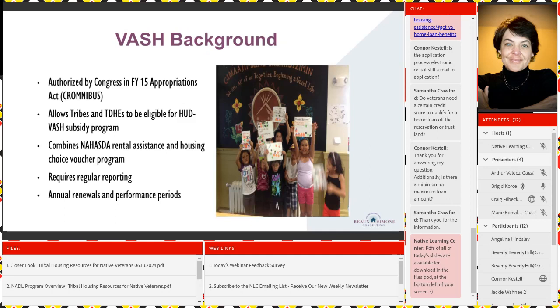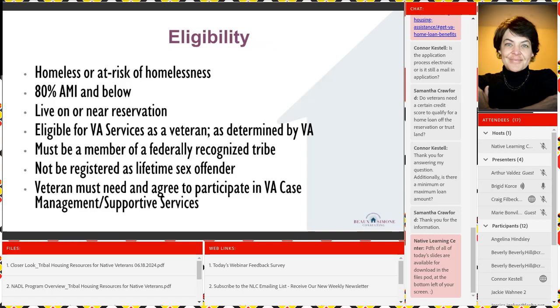Next slide. So again, the VASH background, that stands for Veterans Administration Supportive Housing, authorized in 2015. It allows tribes and TDHEs to be eligible for the HUD VASH subsidy program, which combines NAHASDA rental assistance and housing choice voucher programs. So there's characteristics of both within this program. It requires regular reporting, and there's annual renewals. And as I said, it's a performance period grant.